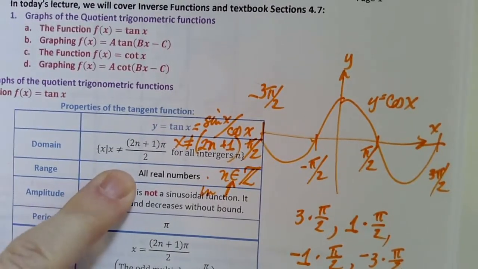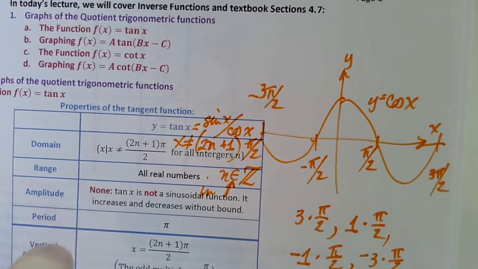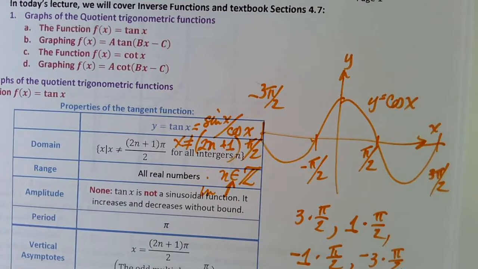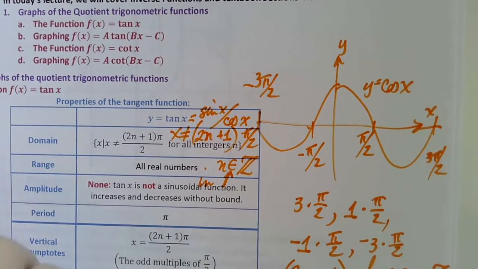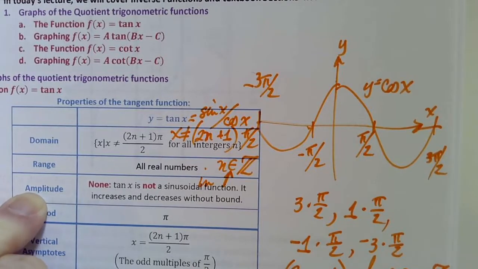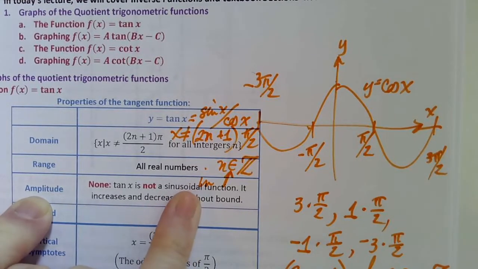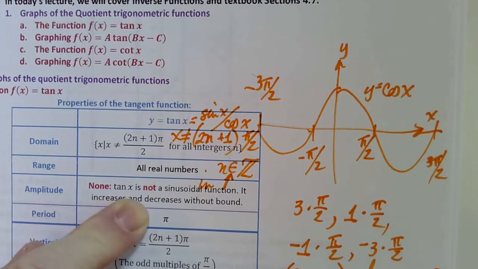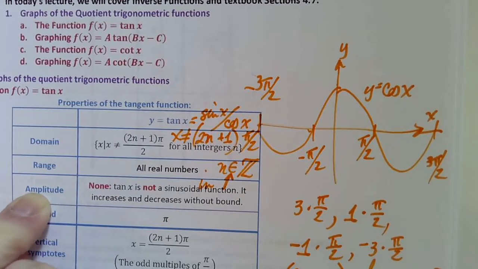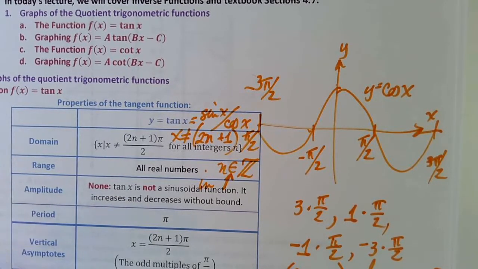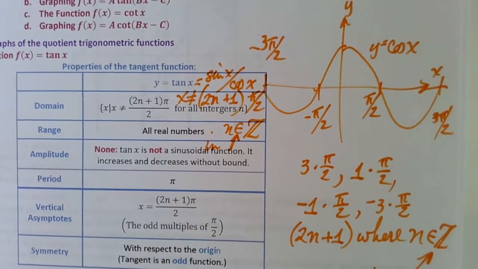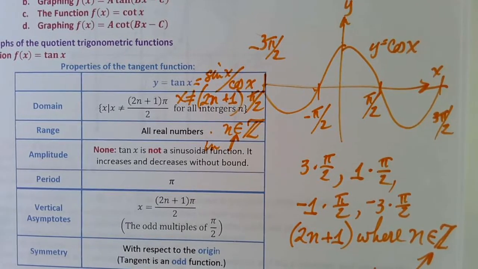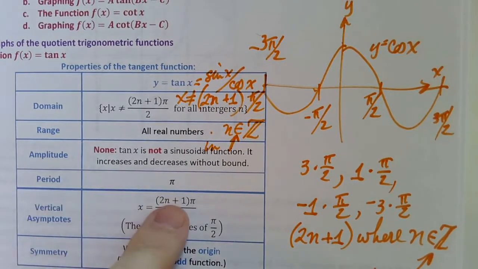With tangent, however, we can get every single number on the range. And a really important thing about every trig function besides sine and cosine is that none of the other trig functions are sinusoidal. None of the others are repeating up and down. So there is no talk about amplitude with tangent, cotangent, secant, cosecant. One big difference of tangent as opposed to sine or cosine is that the period of the tangent is pi.